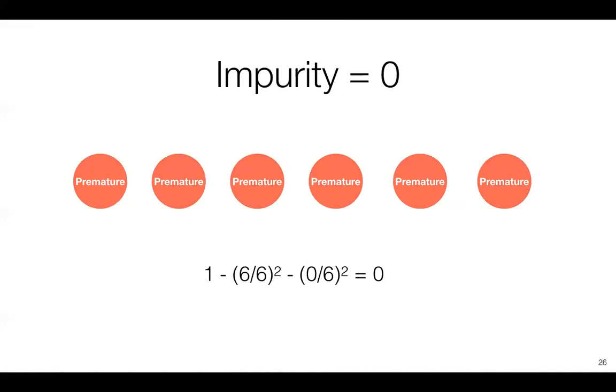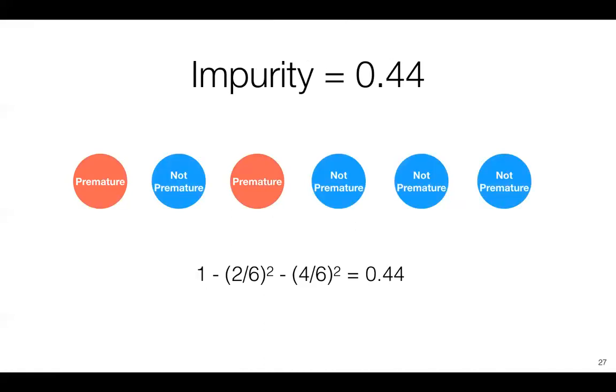But impurity equals 0 can be the other opposite way. So if everybody is premature, then that also can be considered as an impurity score of 0. Okay, so now impurity equals 0.44 is kind of starting going up. Like I said, impurity is between 0 and 1. So the values start going up.